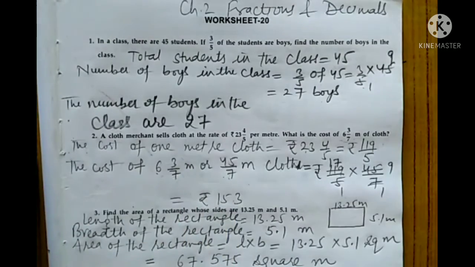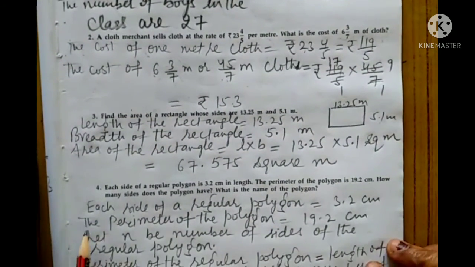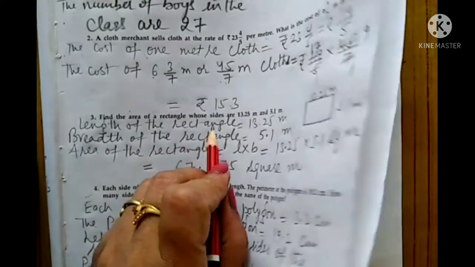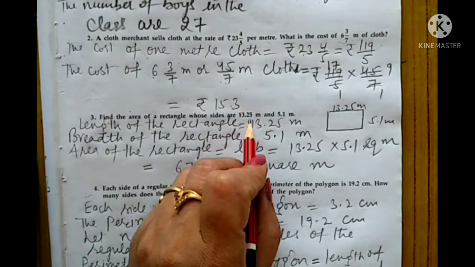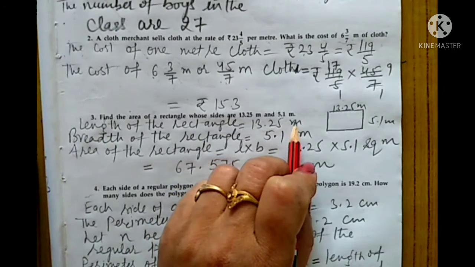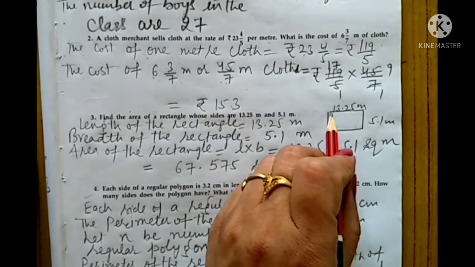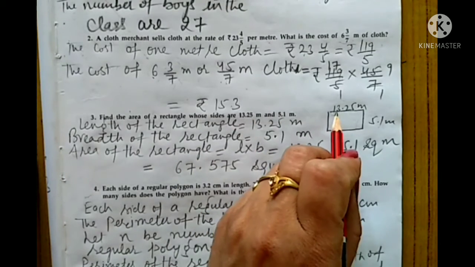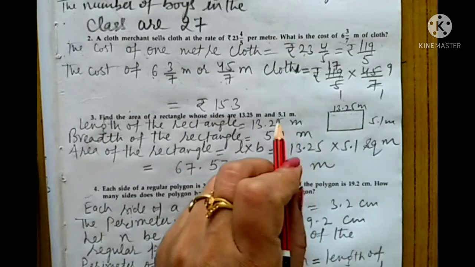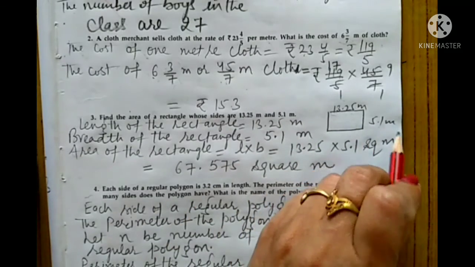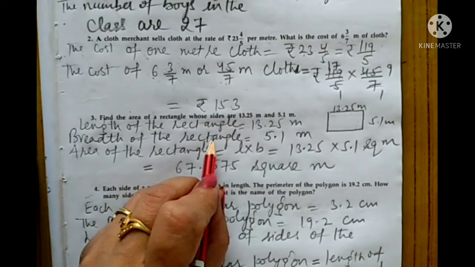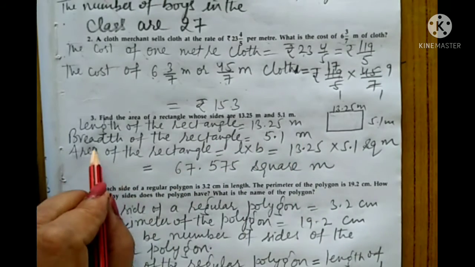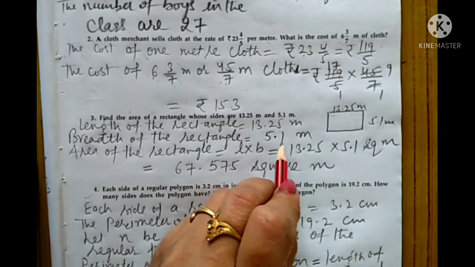This is our language problem. Here, find the area of the rectangle. Question number 3: find the area of the rectangle whose sides are 13.25 meter and 5.1 meter. So this is the shape of a rectangle, and the length is 13.25 meter, and the breadth is 5.1 meter. So the length of the rectangle is equal to 13.25 meter. The breadth of the rectangle is 5.1 meter.